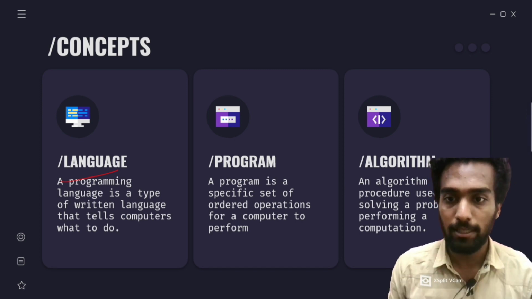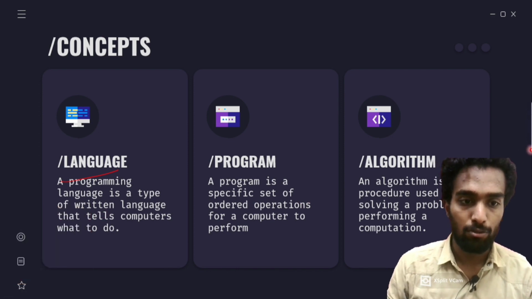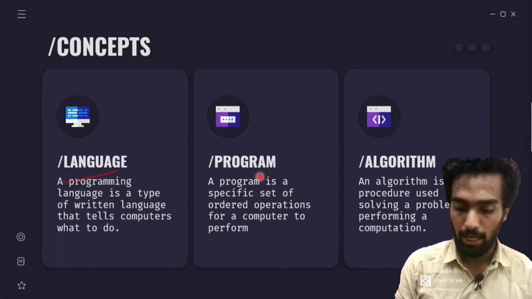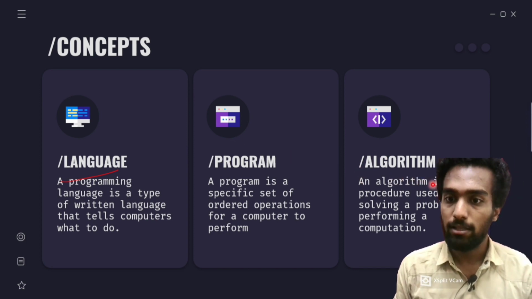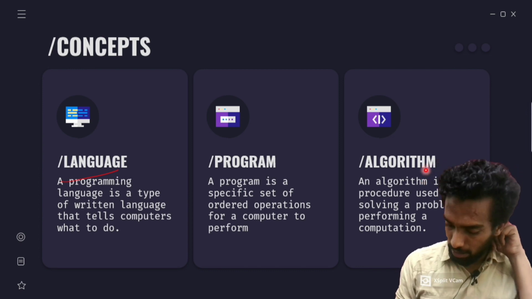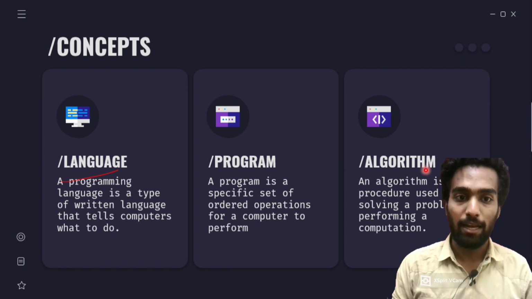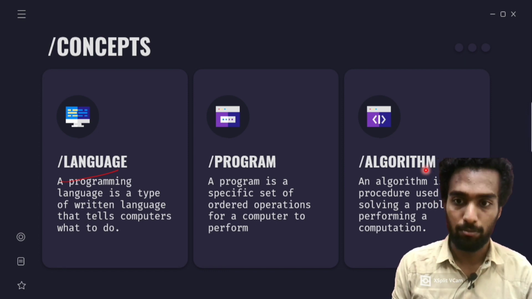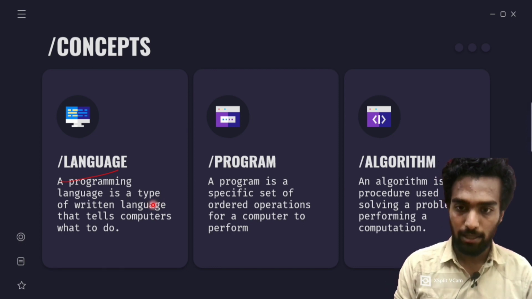Now let's come towards what is an algorithm. An algorithm is a procedure used for solving a problem or performing a computation. Like in your childhood you were multiplying two numbers, right? Now what is the algorithm there? You first write the numbers like this.